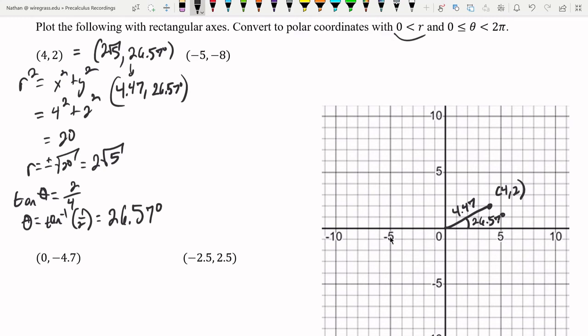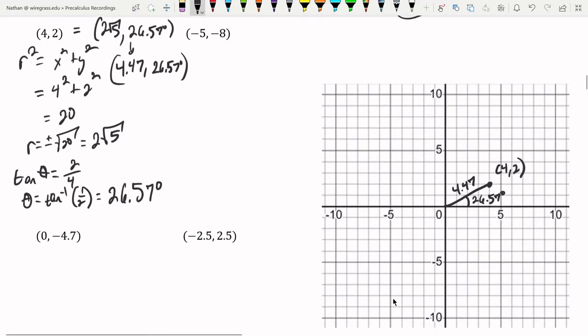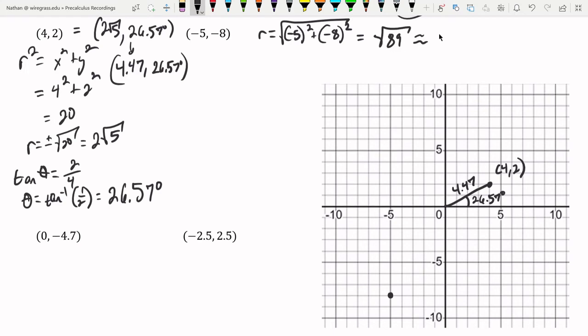Okay, let's look at the next one. Negative 5, negative 8. Negative 5 is here. Let me scroll down just a little bit. Negative 5, negative 8 is going to be right here. So this is the same thing as, let's do r equals the positive square root of x squared plus y squared. So that gives us 25 plus 64. It's going to be the square root of 89, which is approximately 9.43.